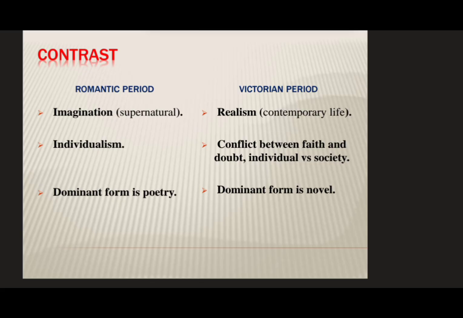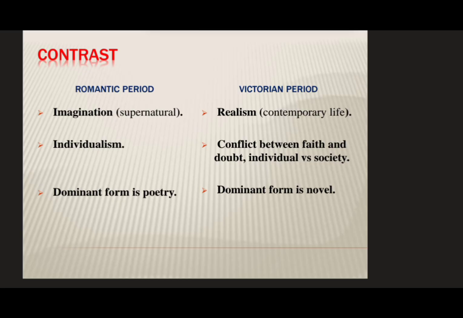The next point is that the Romantic period was about individualism, but in the Victorian period, we see conflict between faith and doubt, and the individual versus society. So in the Romantic period, people were focusing on individual identity, but in the Victorian period, we see a conflict between faith and doubt and individual versus society. That is, we see an internal conflict between people.